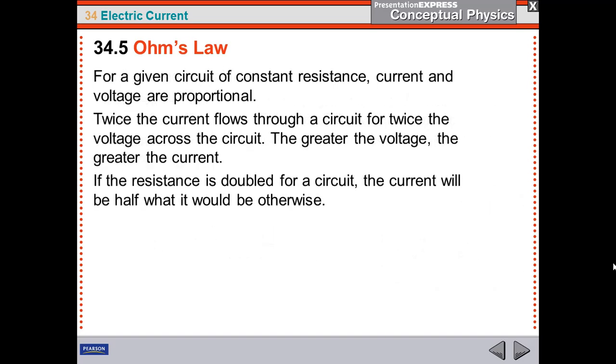For a given circuit of constant resistance, current and voltage are proportional. Twice the current flows through a circuit for twice the voltage across the circuit. The greater the voltage, the greater the current. If the resistance is doubled for a circuit, the current will be half what it would be otherwise.